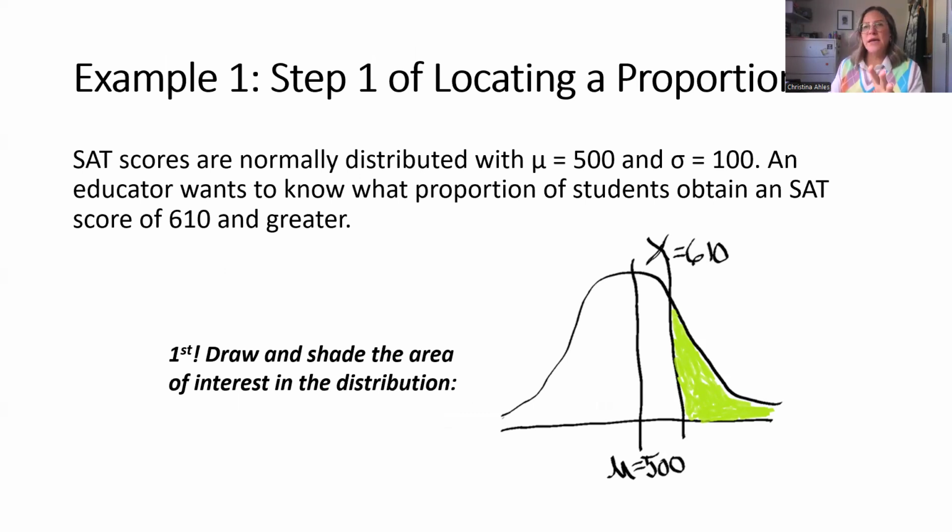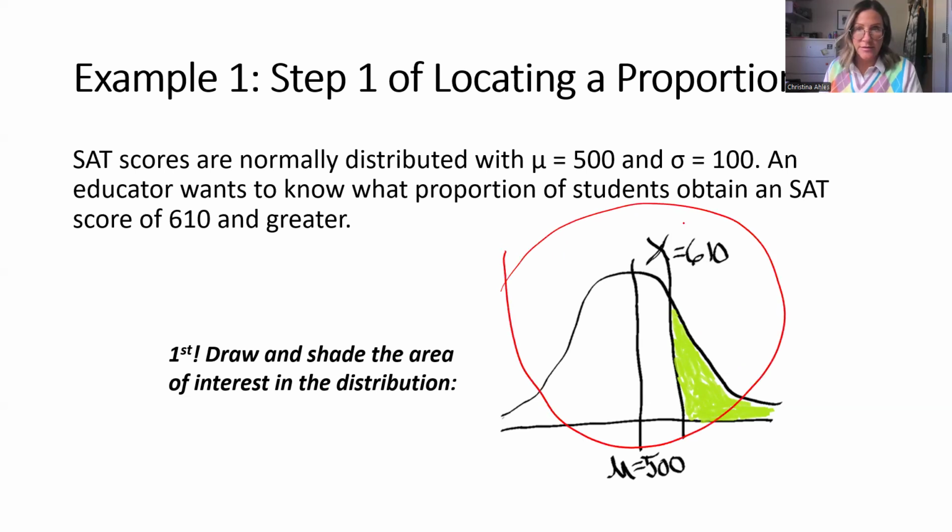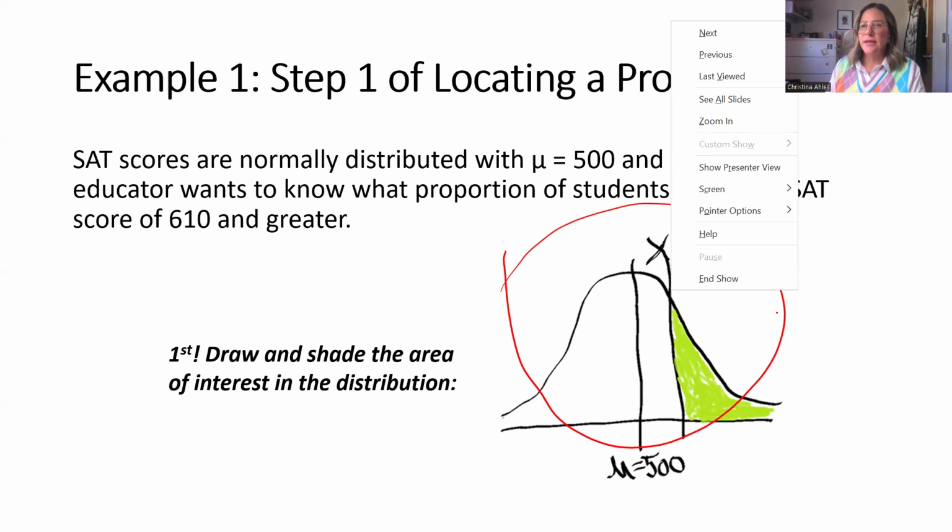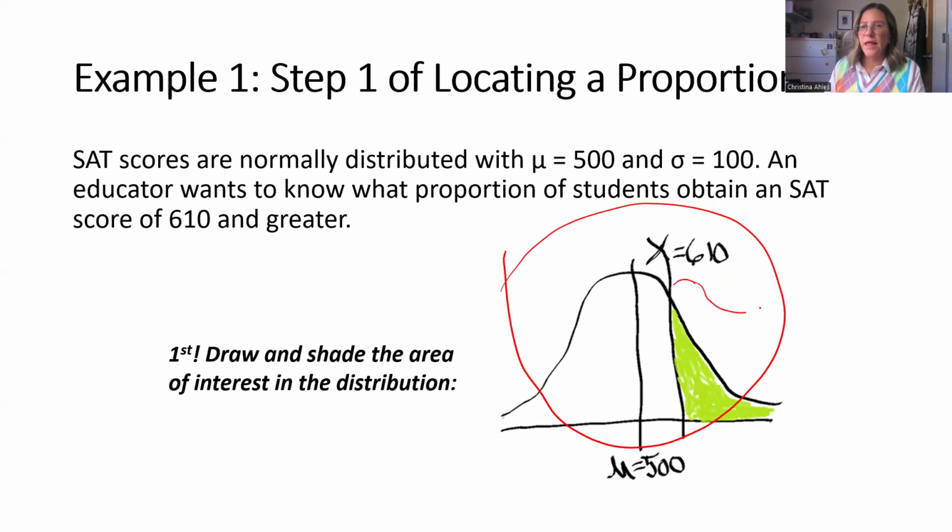So you don't have to have exact locations. As you notice, this is just a rough sketch. This drawing and shading should be done before any math is done, because this tells us that once we transform this X value of 610 to a z-score, we're going to be looking in the unit normal table in the tail, which is column C.